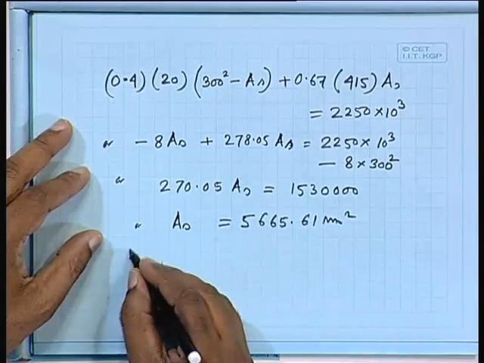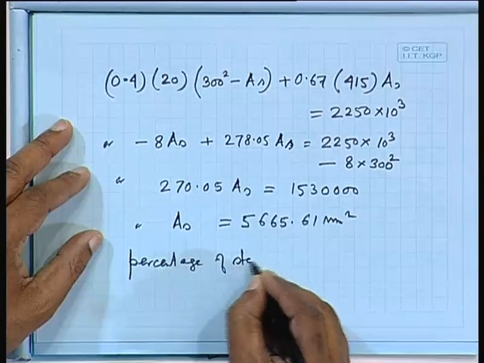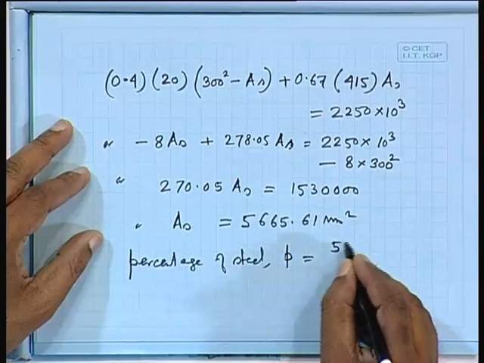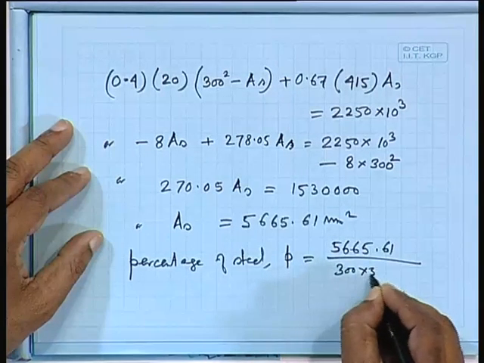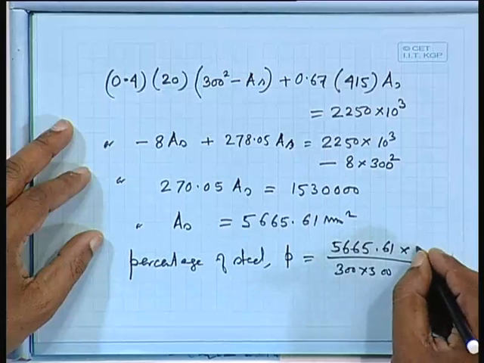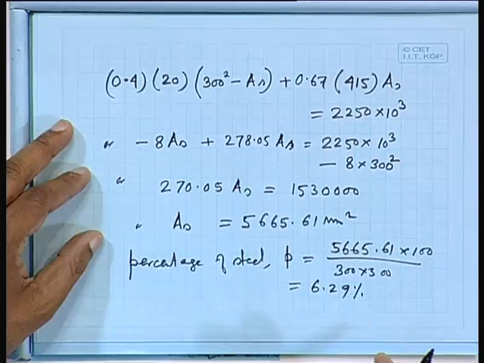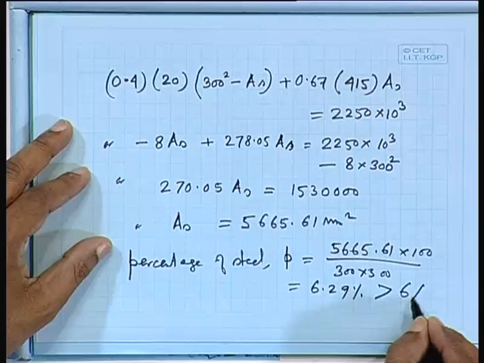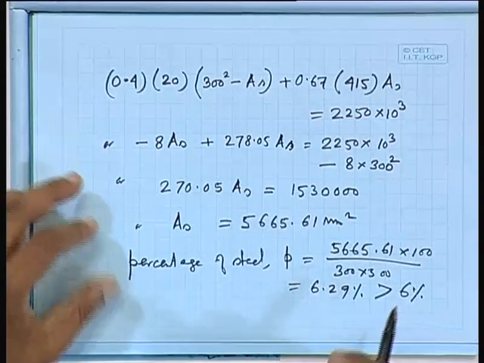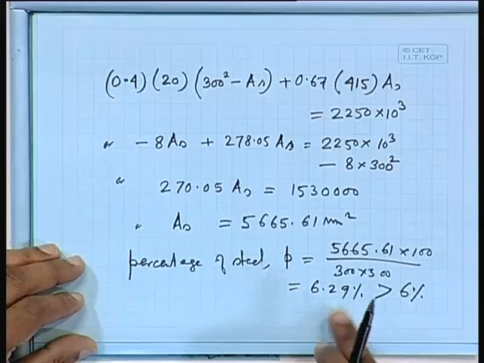What about the percentage of steel p? That we have to check. It equals 5665 divided by 300 into 300 into 100, which comes as 6.29%, greater than 6%. So, we cannot provide this section, because the area of steel is coming greater than 6%.